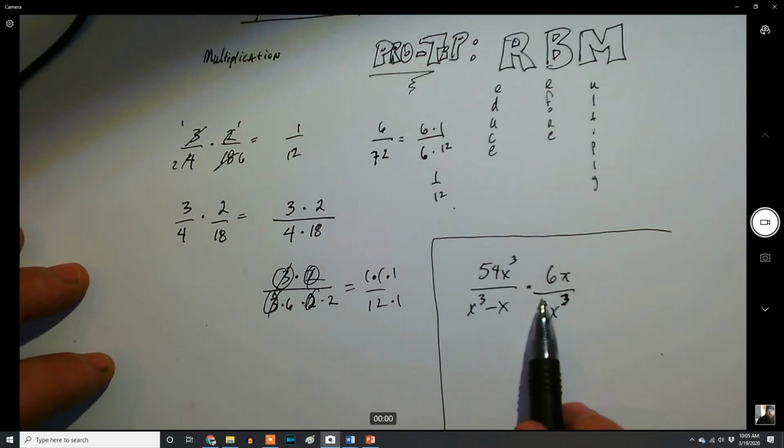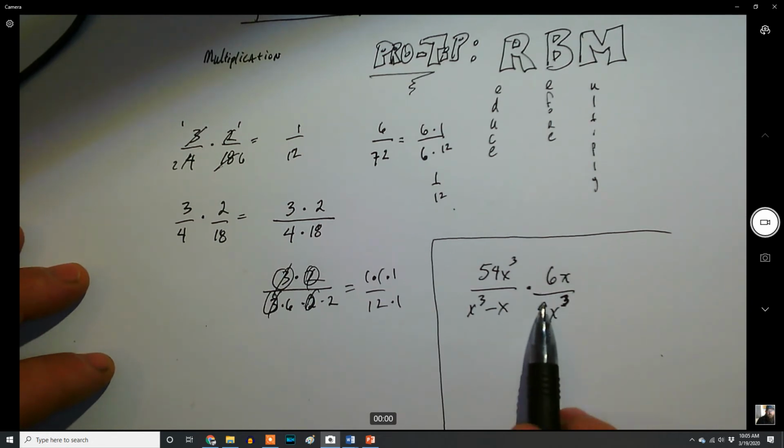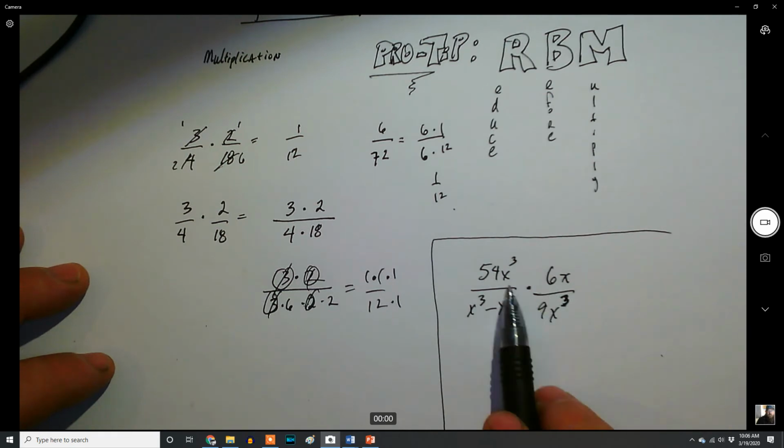Over here I've got a 6 and I've got a 9. They're both reducible by 3. Oh, when I do that, that's going to be 2. That's going to be 3. 3 goes into 54. I know that because 4 plus 5 is 9. That's the shortcut for 3's, right?